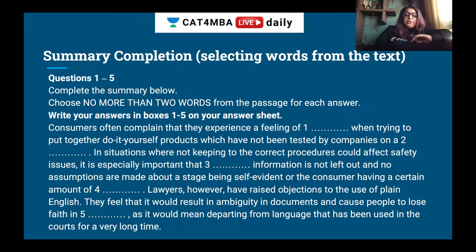Lawyers, however, raise objection to the use of plain English. They feel that it would result in ambiguity in documents and cause people to lose faith in that. That is mean departing from language that has been used in the courts for a long time. Let's see what the answer is.